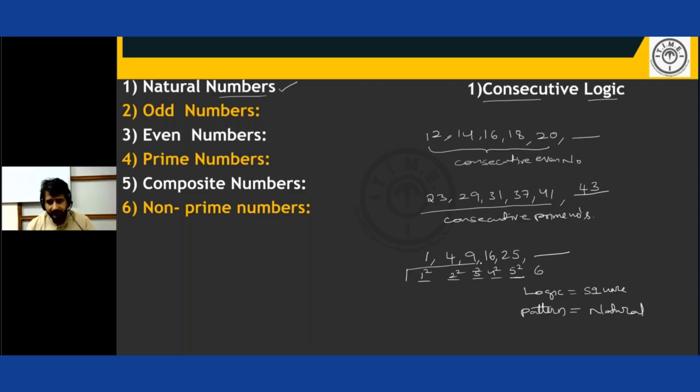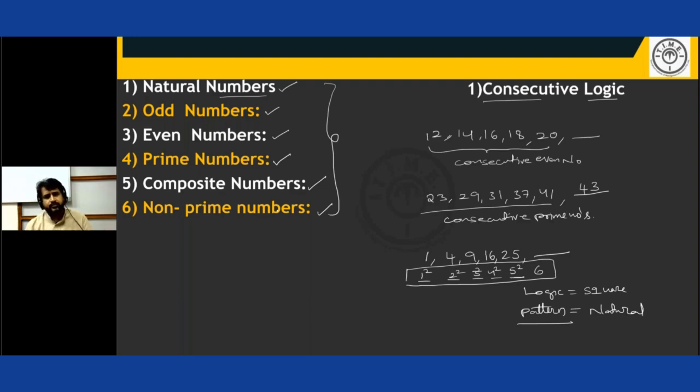Now here I have taken an example with consecutive natural numbers. You may be given squares of consecutive odd numbers, squares of alternate odd numbers, squares of consecutive even numbers, squares of alternate even numbers, squares of prime numbers, squares of composite numbers, squares of non-prime numbers. Ultimately, the important thing is that you need to recognize the given numbers as squares. After recognizing them as squares, you need to identify the pattern. Always the pattern will be one among these: natural, odd, even, prime, composite, and non-prime numbers.